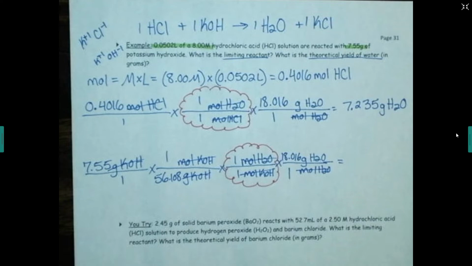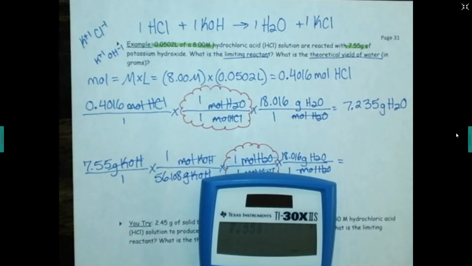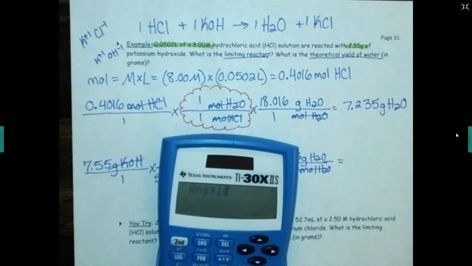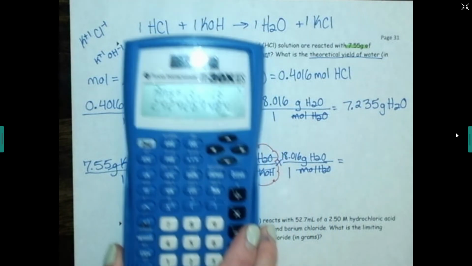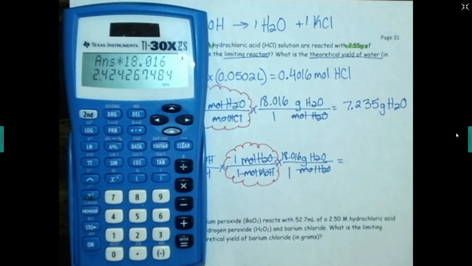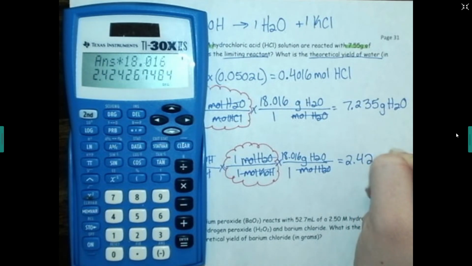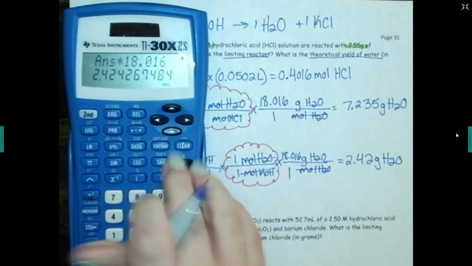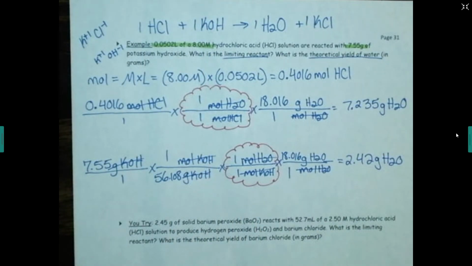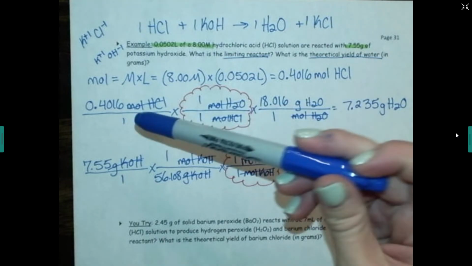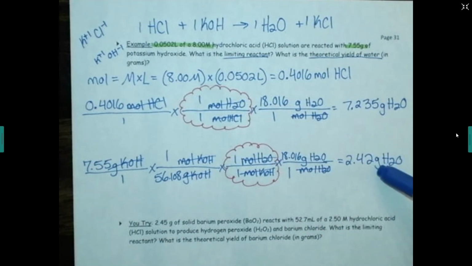Okay? So when I put all this in my calculator, I'm doing my 7.55, then I'm going to divide by 56.108, press enter, multiply by my 18.016, press enter. Oops, there you go. You can see that a little bit better. I got that number. So I'll round that to 2.42 grams of water. Okay, so we figured out how much water we would make starting with our HCl. We figured out how much water we would make starting with our KOH.